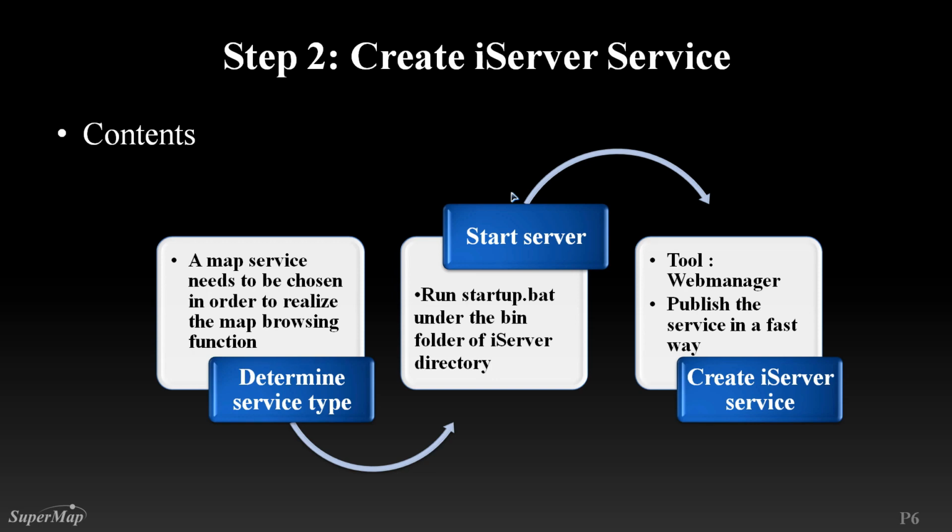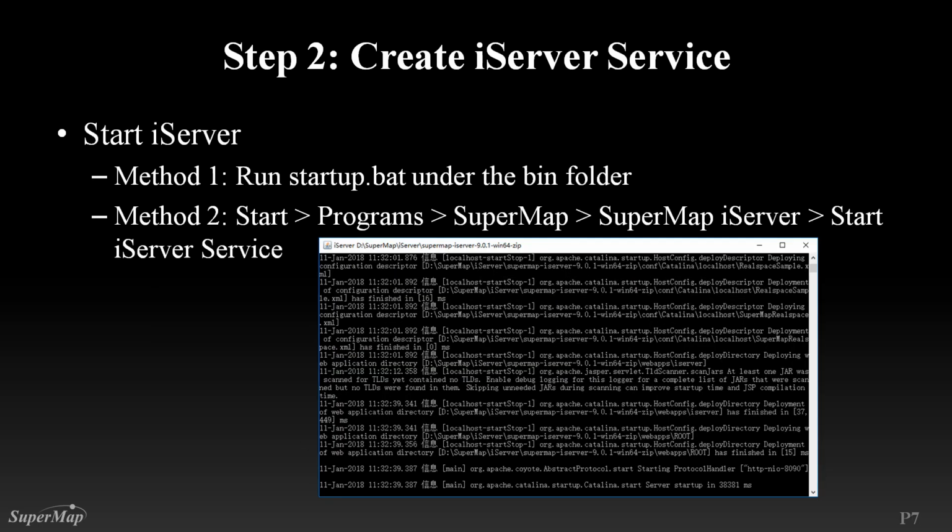And then we can start iServer. You may wonder, how can I start iServer? Well, there are two ways for you to choose. One way is to run the startup.bat file under the bin folder of the iServer installation directory. Another way is to run SuperMap iServer from the Start menu if you are using the setup package of iServer on Windows. When we start iServer, we can see the console showing the startup process. Finally, we'll see the startup time showing right here, which means we have started iServer successfully.